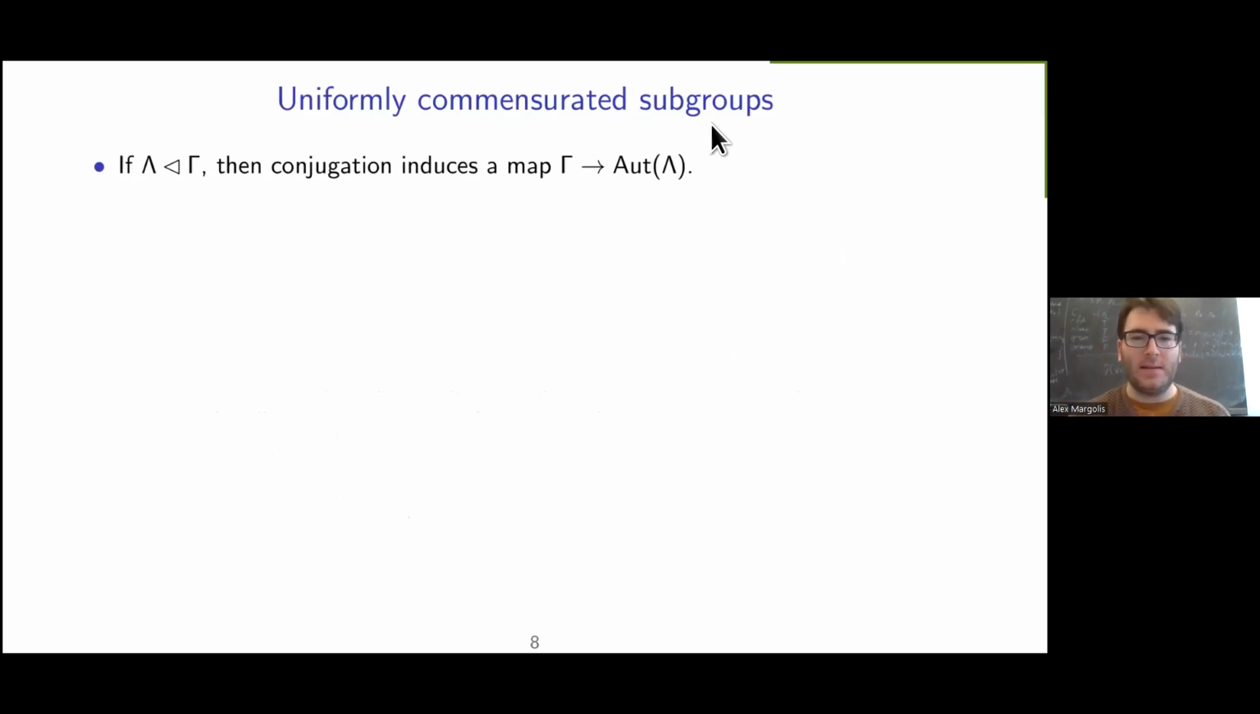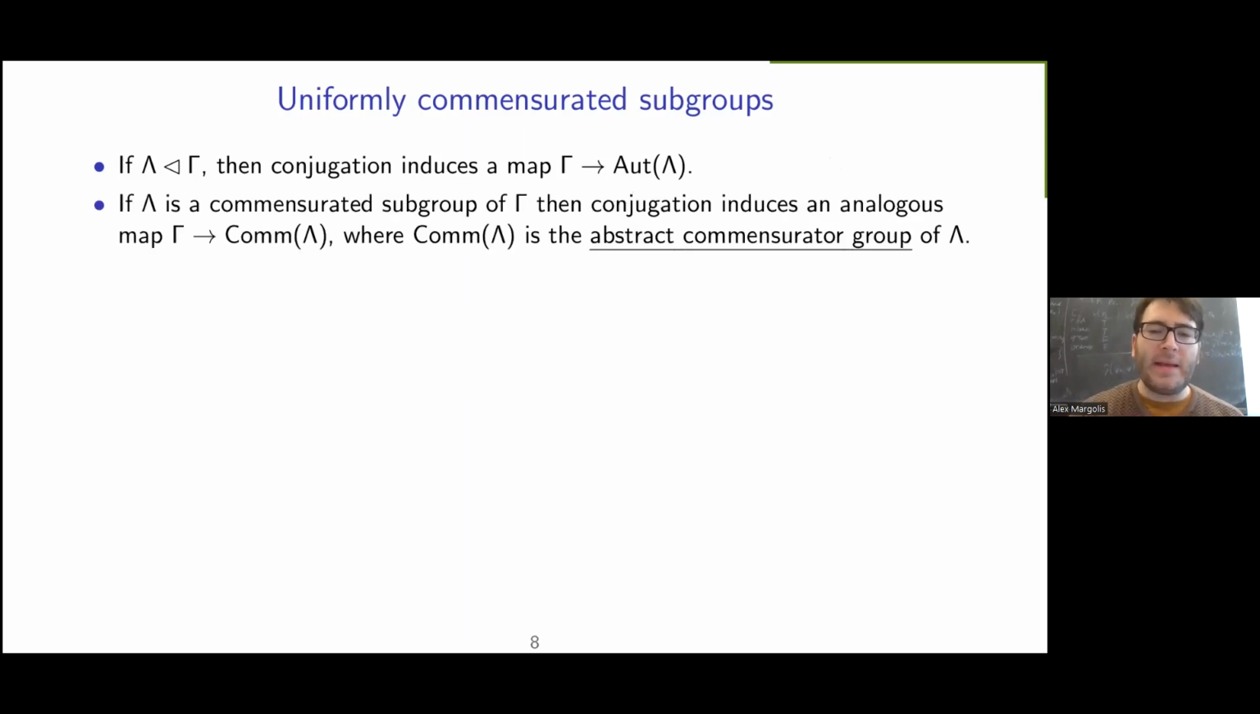And to motivate this, the definition is a bit technical, so I'm going to explain some of the terms in the definition before I get to it. To motivate it, if lambda is actually a normal subgroup of gamma, then the action of gamma on lambda by conjugation induces a homomorphism from gamma to the automorphism group of lambda. And the question now is, if we have a commensurated subgroup, which isn't necessarily normal, then what's the analogous statement?